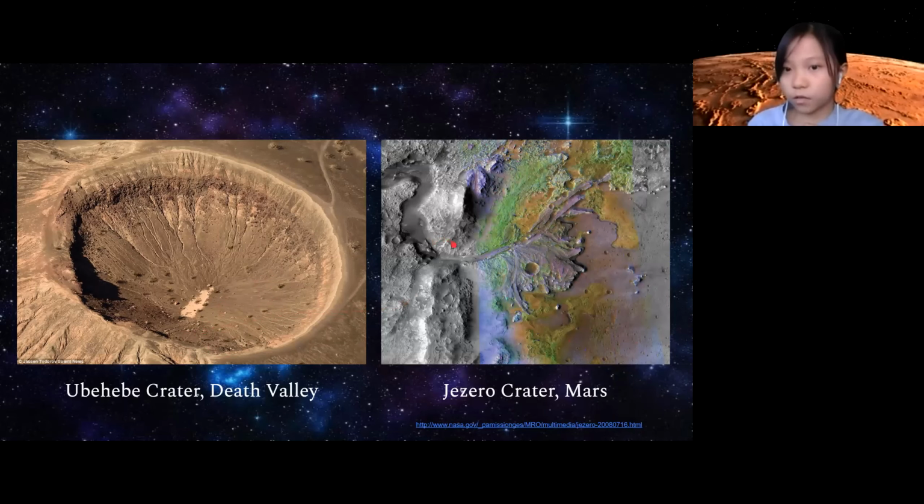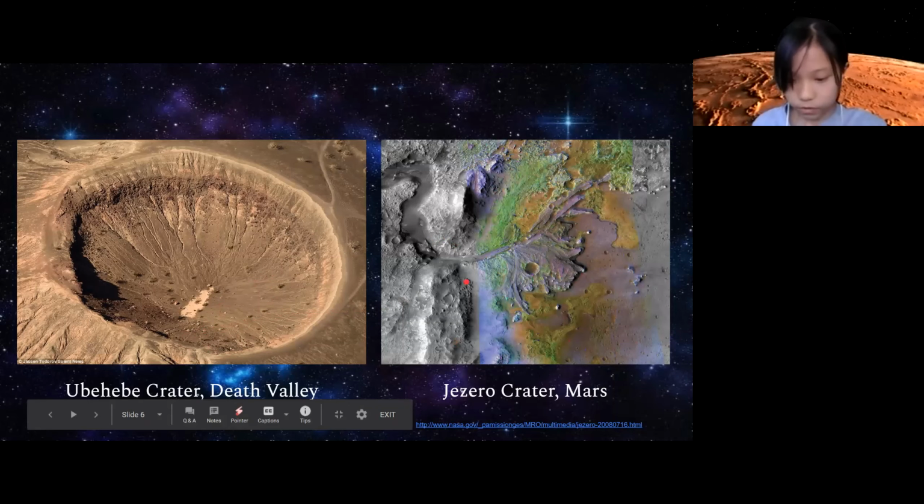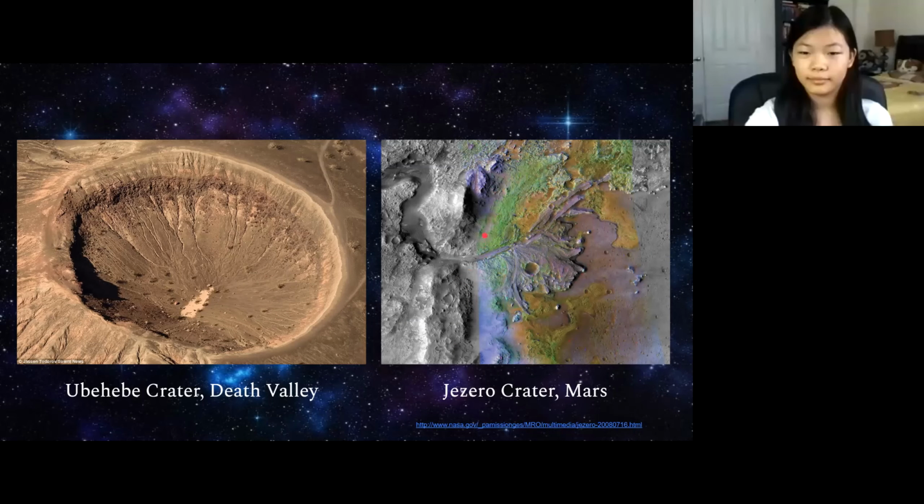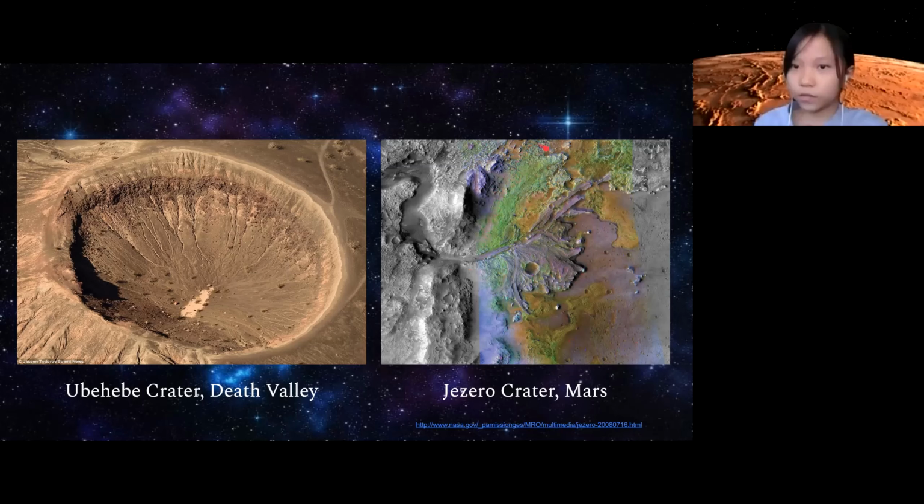This is the Jezero crater on Mars, which is also a crater with an alluvial fan inside of it. The diameter of the crater is about 49 kilometers, and the fan inside is assumed to be created by water. Of course, the coloring just represents the minerals on Mars. It doesn't actually mean that Mars is colorful. And this is just a side-by-side comparison of a crater with an alluvial fan inside of it on Earth and on Mars.